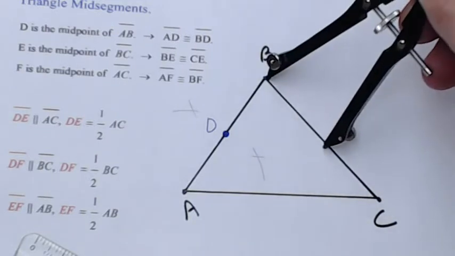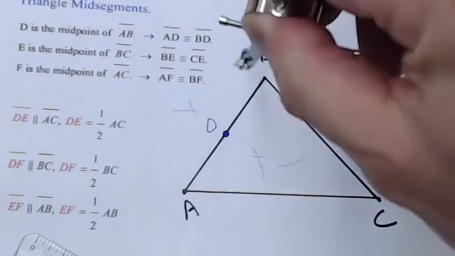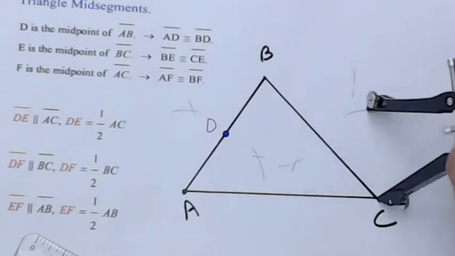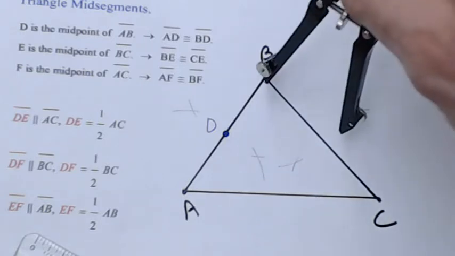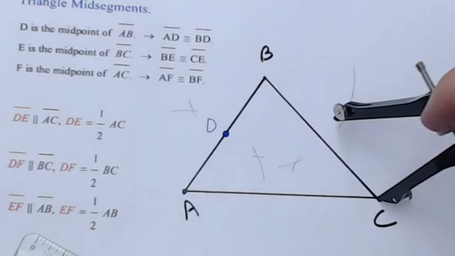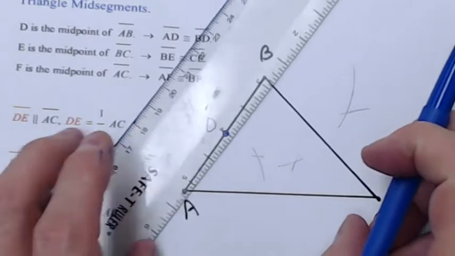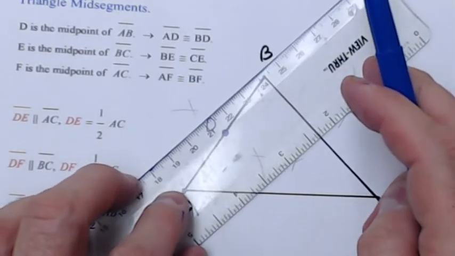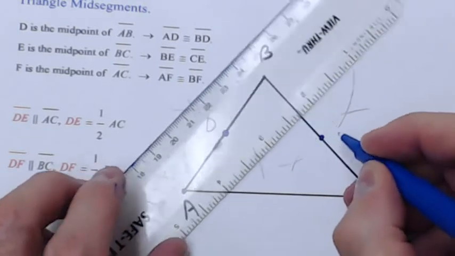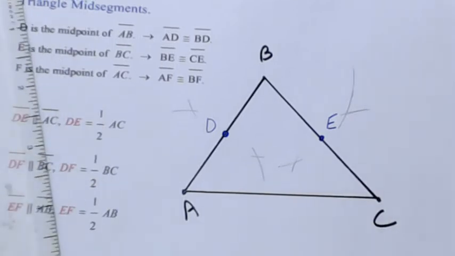Let's go for the next one. You make your compass a little more than halfway the length of that segment, and go to the end points. See, that one didn't quite reach. So we can fix that. Now it did. Connect those points with a perpendicular bisector, but we're only marking the midpoint. We're not drawing a perpendicular bisector. So that'll be point E, and then we need the midpoint of this one.